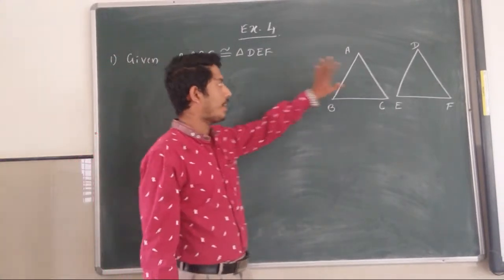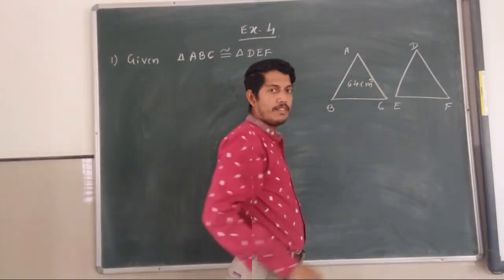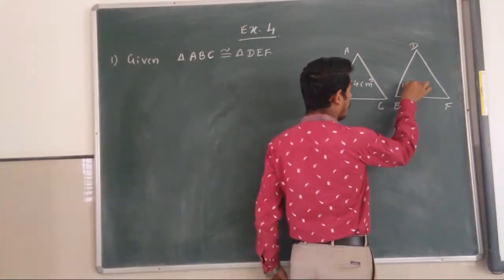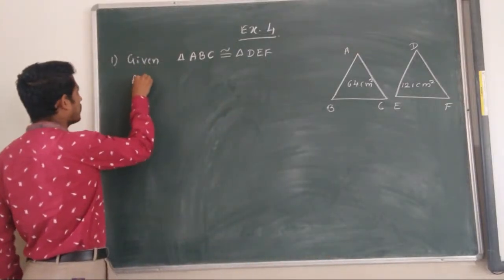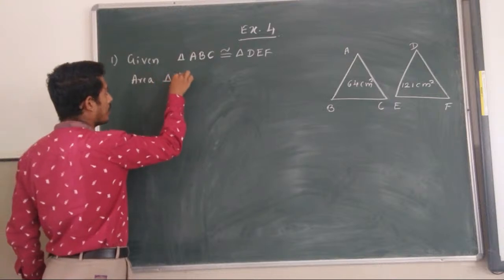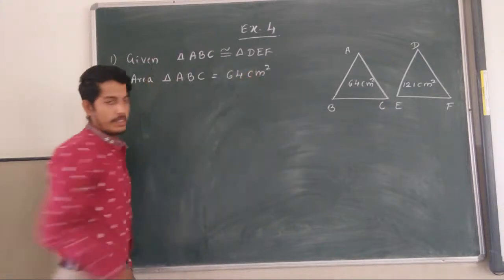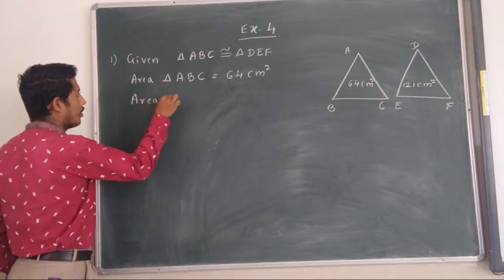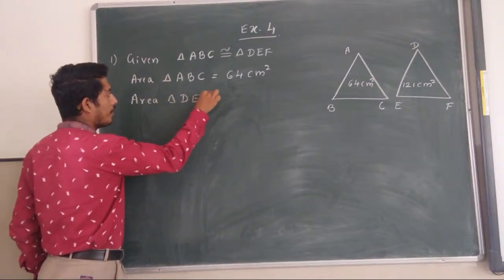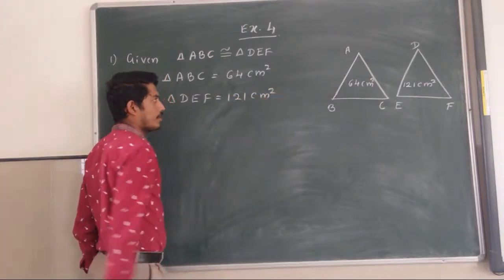That means for the first triangle the area is 64 centimeters square, and for the second triangle, DEF, it is 121 centimeters square. That is, area of triangle ABC equals 64 centimeters square, and area of triangle DEF equals 121 centimeters square.